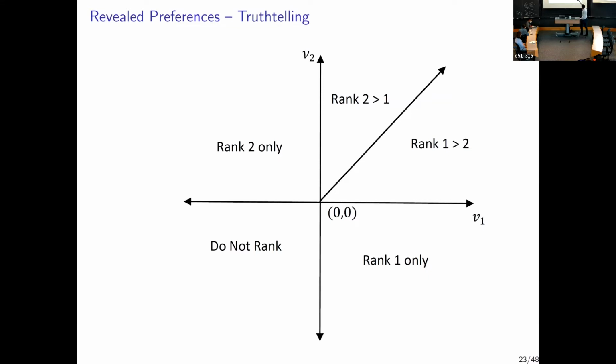The opposite happens in this area. If the utility for school 2 is greater than the utility for school 1, which is greater than 0, this individual is going to rank 2 and then 1. And if the utility for school 2 is positive and the utility for school 1 is negative, then the individual is going to rank school 2. So we can partition the utility space in more sets.